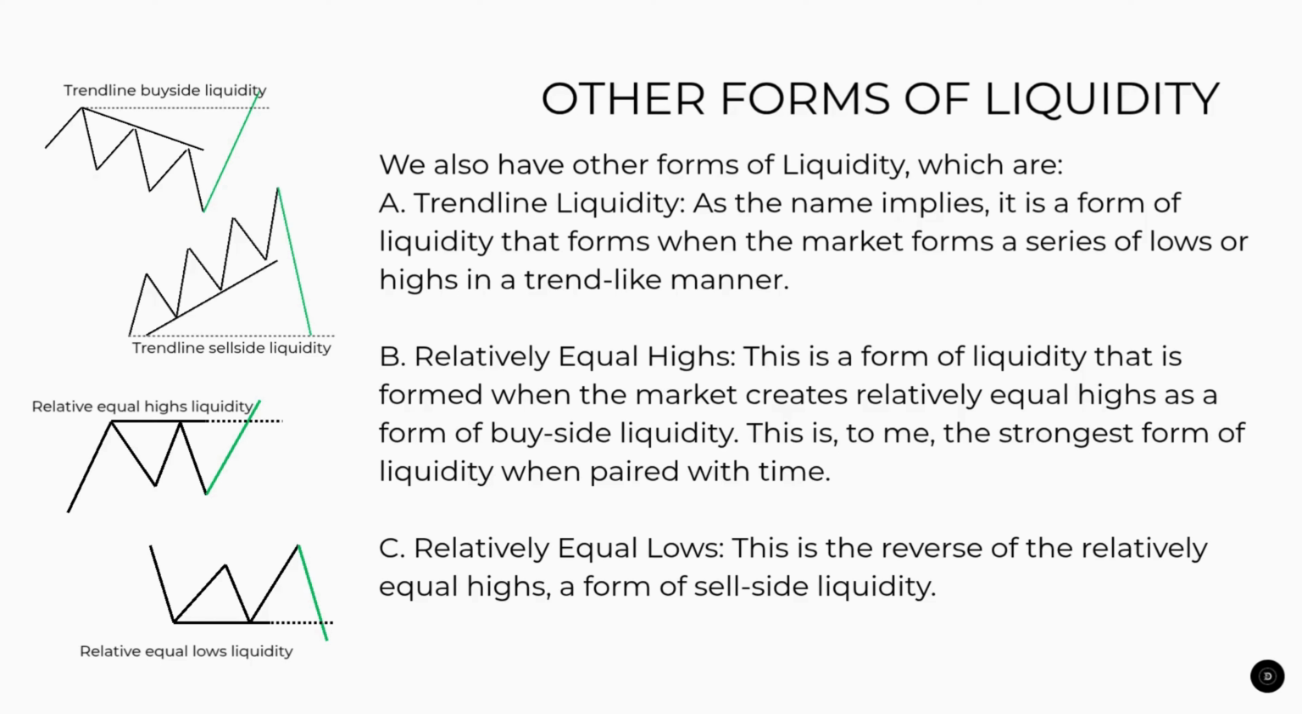We have other forms of liquidity. We have the trend line liquidity. As the name implies, it is a form of liquidity that forms when the market forms a series of lows or highs in a trend line manner. Okay, so we see that this trend line liquidity most times offers low resistance liquidity runs.